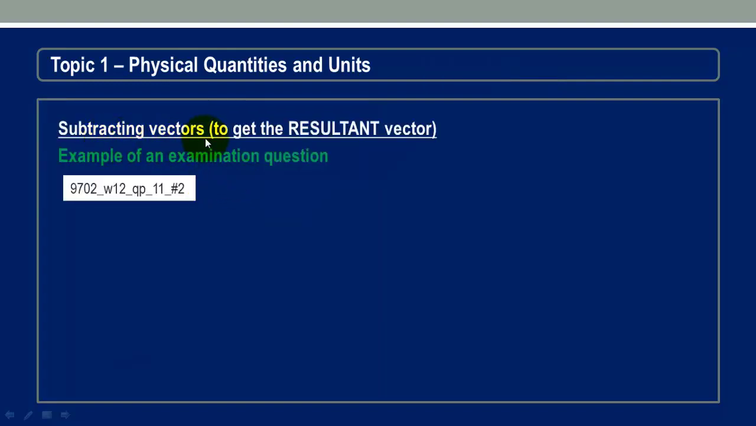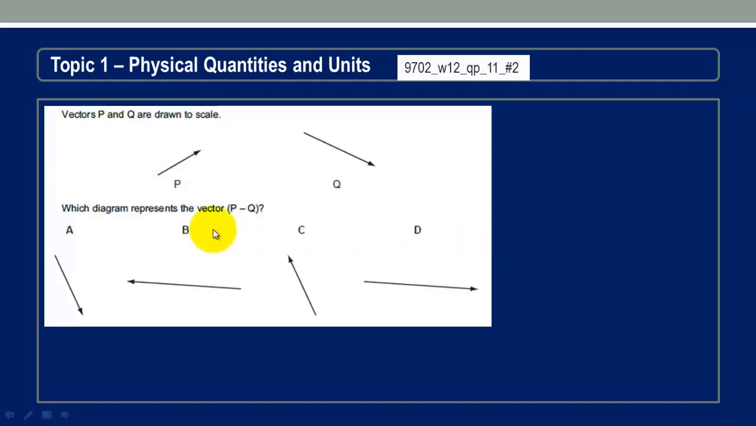Now let's look at subtracting vectors again to get the resultant vector. In this example, we are asked which diagram represents the vector P minus Q. We are given P and Q. The first thing we realize is that if we are given Q and we are required to get minus Q, we just need to get a vector whose length is the same as this, but it points right in the opposite direction. Or we just need to rotate this vector so that it points in this direction. So this vector is minus Q.